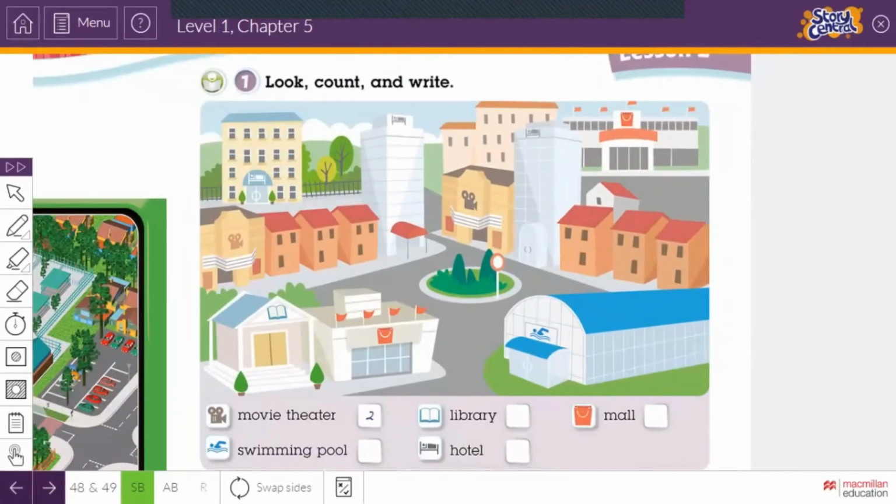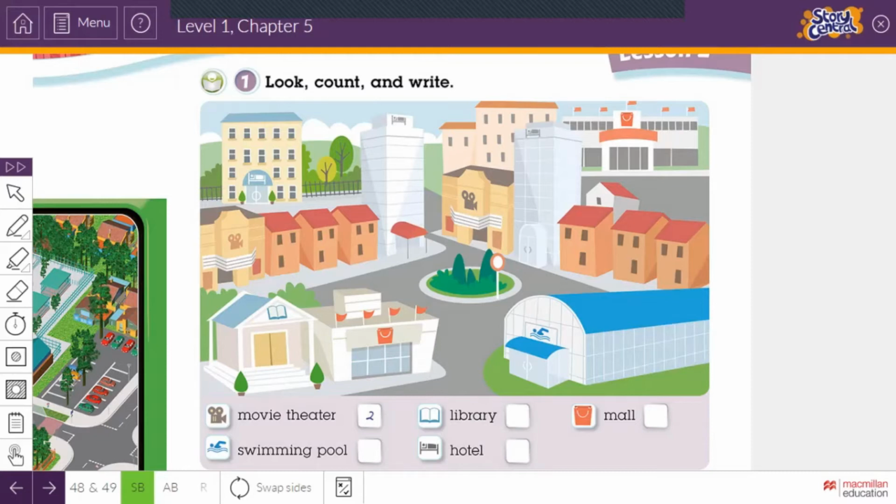Okay, so did you still remember what we have learned yesterday in the previous meeting? What kinds of places that you know? Okay, we learned about movie theater, swimming pool, library, zoo, mall, and then hotel, and then park, hospital, and others. Okay, now in activity 1, we have to look, count, and write. Look, amati, count, hitunglah, and write. Tulislah jumlah banyak dari bangunan yang ada di sini.